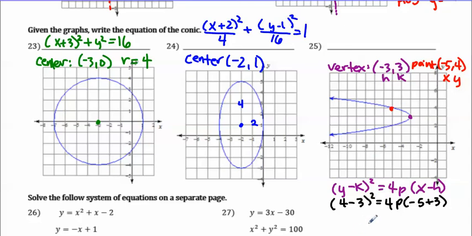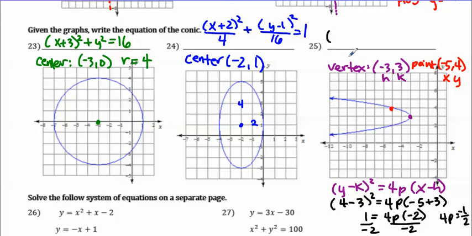Alright, so let's simplify a little bit. I get 1 squared is 1, and I have 4p times negative 2. I'm not going to bother multiplying the 4 times the negative 2, because in my equation I actually need 4p, so I can just solve for 4p. So I'm going to divide by negative 2, and I get 4p equals negative 1/2. So negative 1/2 is the number I'm going to put right here.